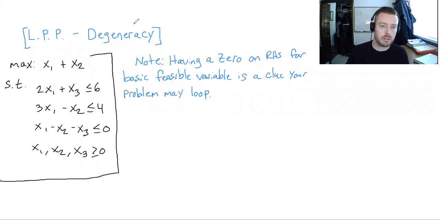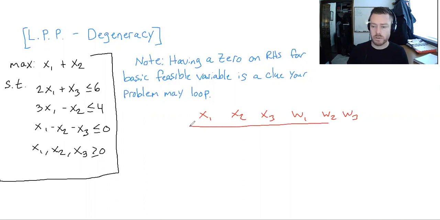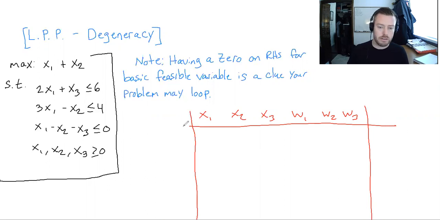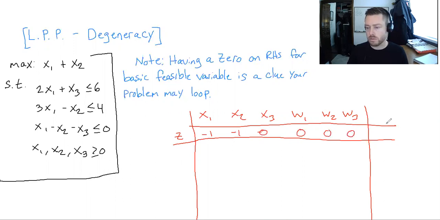Just to give it a little format here, let's say you have x1, x2, x3, and your slack variables w1, w2, w3 here. Then you have your right-hand side. In this case you have, let's say, 0 here. It's going to be -1, -1. This can be a 0. It's going to be 0, 0, 0. I'm doing this really fast. The right-hand side is going to be 0.